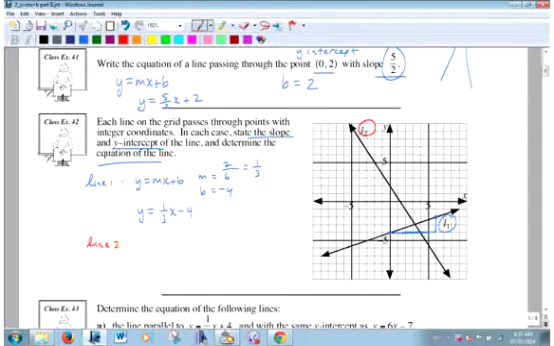Okay, let's look at line 2. All right? I want to write it in y equals mx plus b. I need to know the slope, and I need to know the y-intercept, and that's it. Plug them in, you're done. Where does it cross the y-axis? Right there. Okay, so that is positive 2.